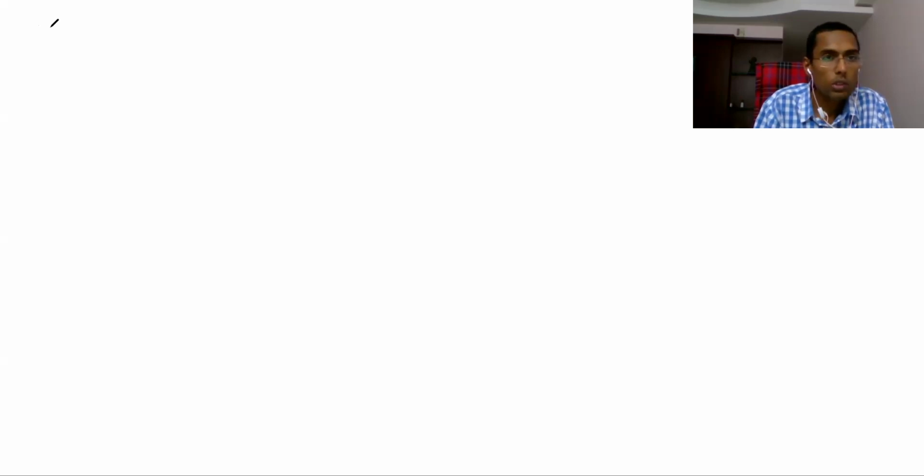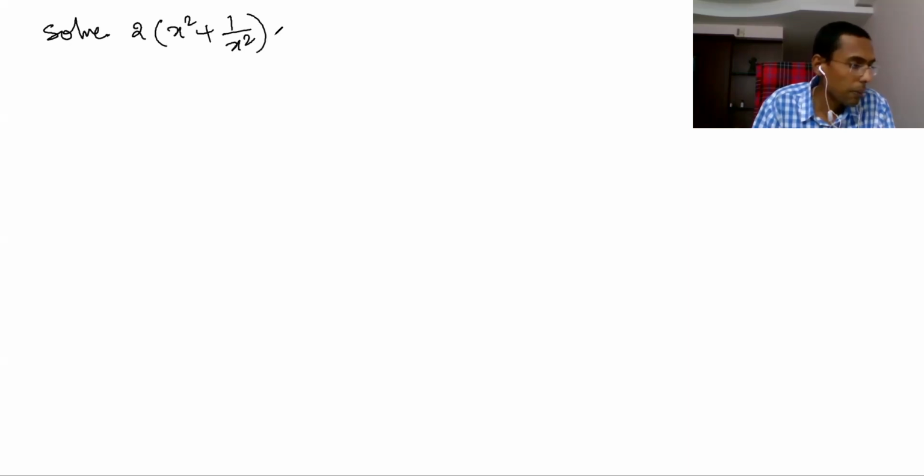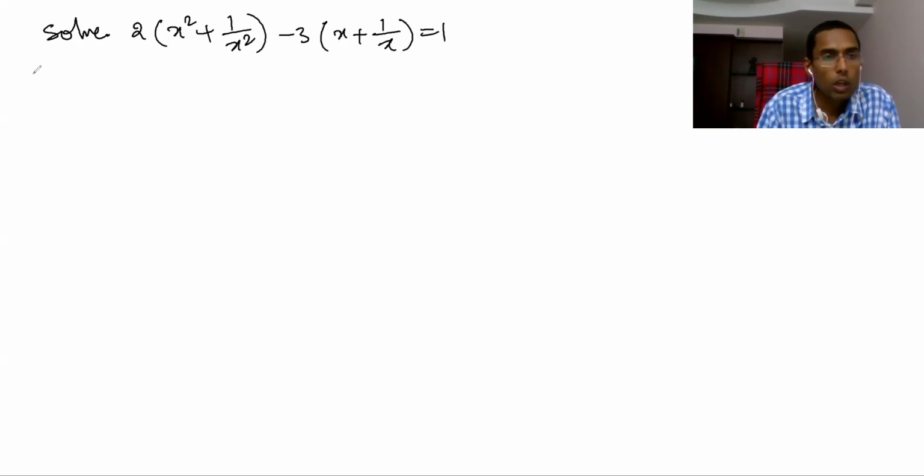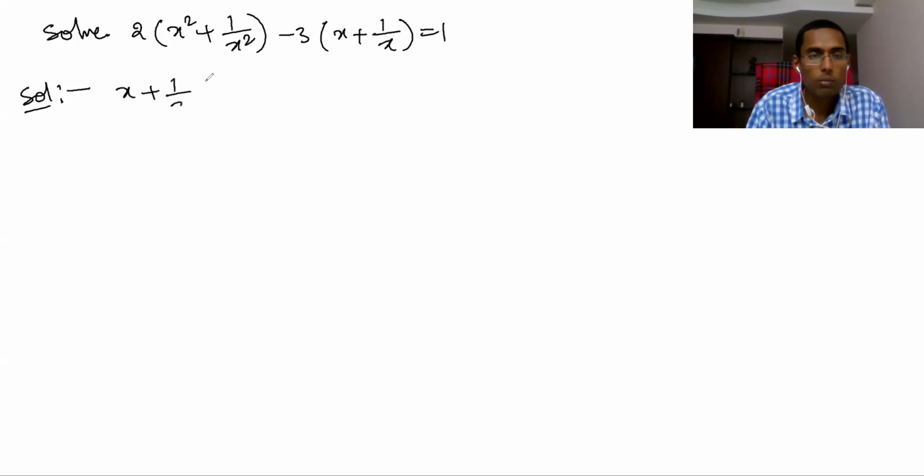There's in this form: solve 2 into x square plus 1 by x square minus 3 into x plus 1 by x equal to 1. This model. Let's solve this one. How do you solve this kind of model? This is actually called reciprocal equation. As of now, we'll discuss how do you solve this kind of model. Later it will come again.